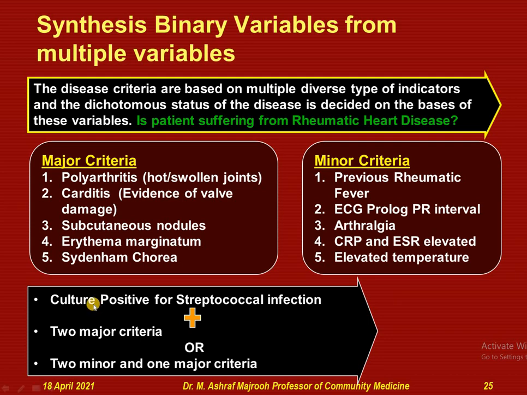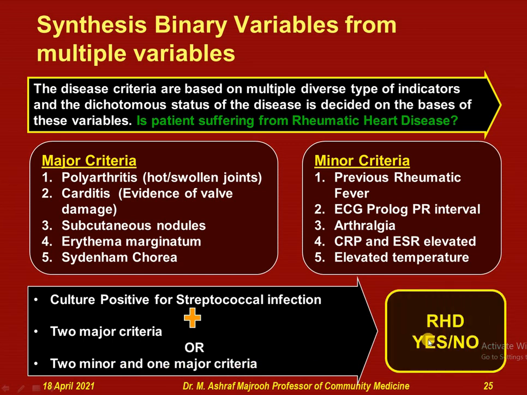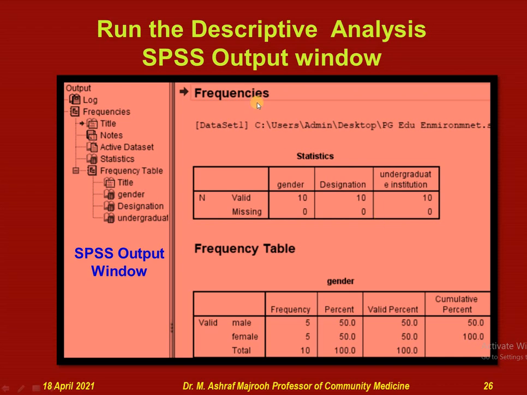So then the criteria are synthesized: culture positive for staphylococcal infection plus two major criteria, or two minor, or one major criteria. So this will give you the binary decision for rheumatic heart disease, whether the disease is present or not present. So this is the dichotomous variable generated from a large background data consisting of multiple variables. So the variable must be synthesized in these cases.